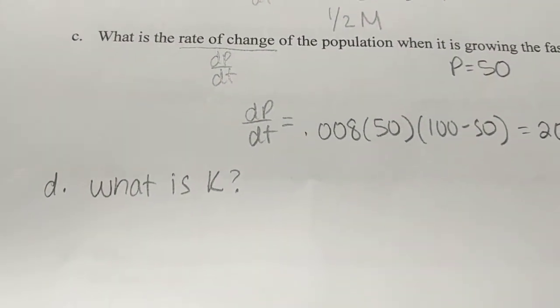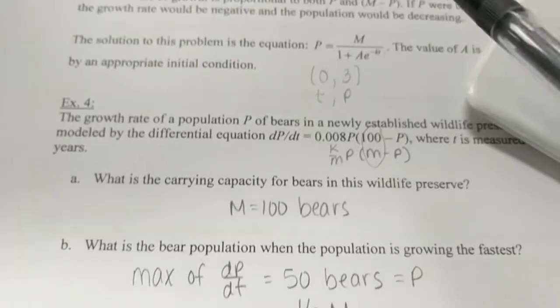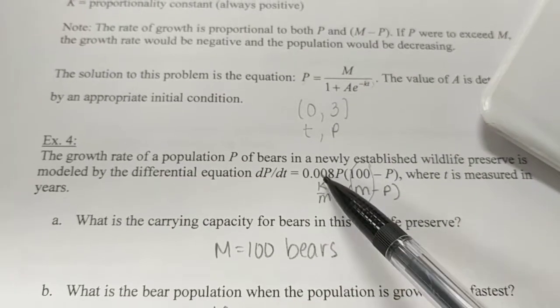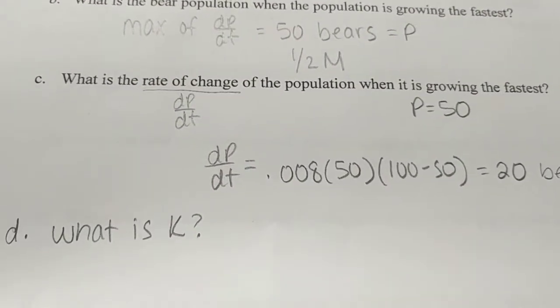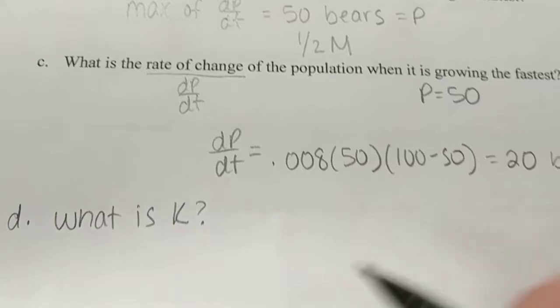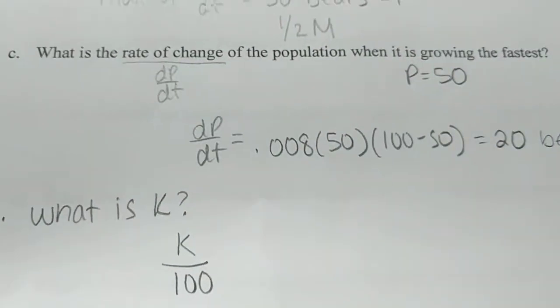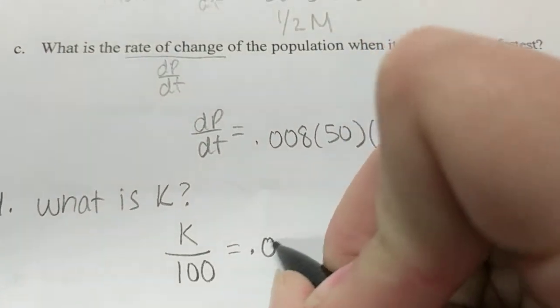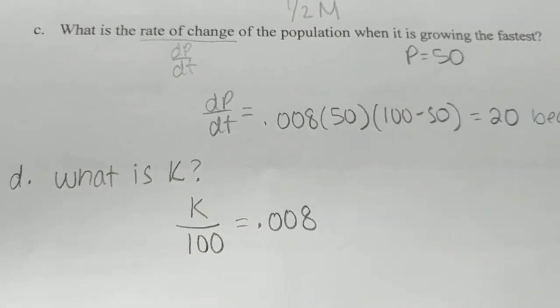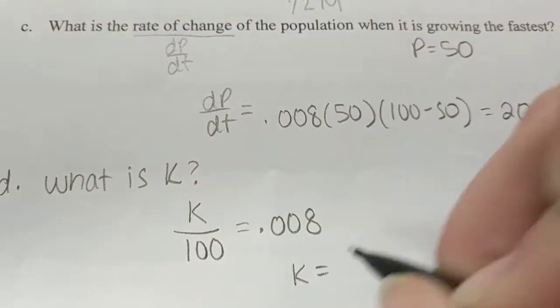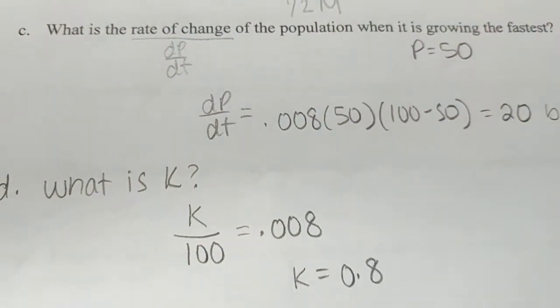In order to figure that one out, when we look up here, we see that K over M was 0.008. A lot of these problems will ask you to find that proportionality constant. And we know that M was 100 this time around. So when we multiply by 100, we get that K is equal to 0.8.